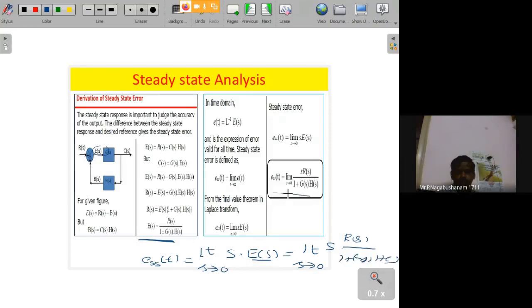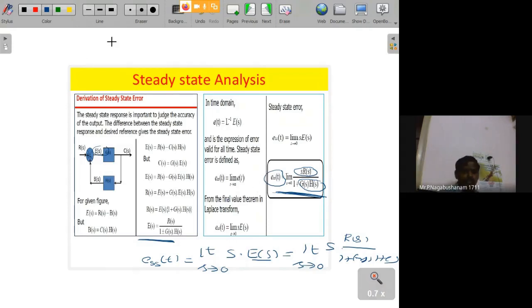That is the steady state error, because the waveform is in the time domain. But in the exam they will give E of S, or otherwise they will give a separate R of S and loop transfer function. In the exam they will give the input, what type of input they are giving to the system, and the loop transfer function G of S, H of S. Then they will ask what is the steady state error. It is 2 marks. So you solve GATE problems and IES problems also.